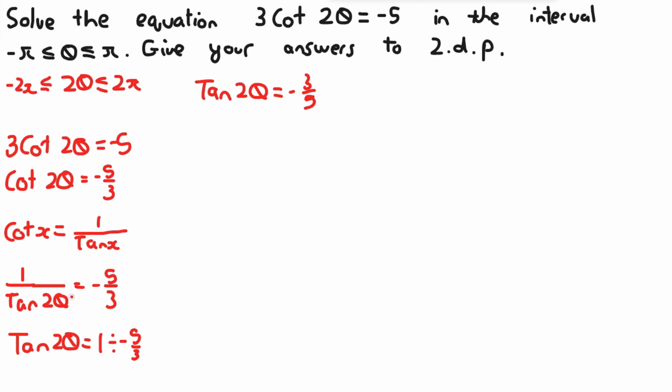Just a bit of a note, whenever we have this 1 numerator here and we move it onto the other side to make tan 2 theta here, all this will always do is just flip this fraction here, so it's minus 3 over 5, like this.